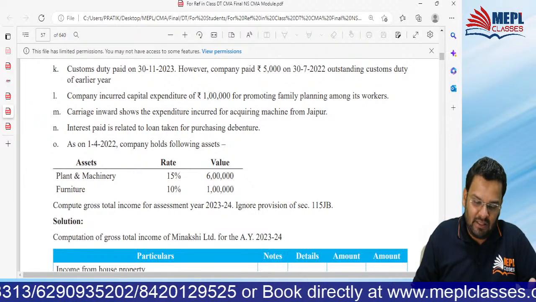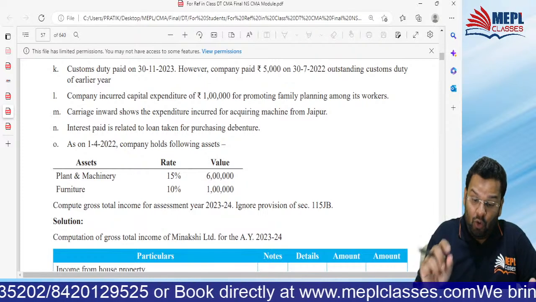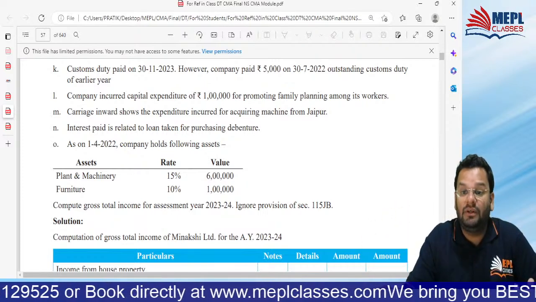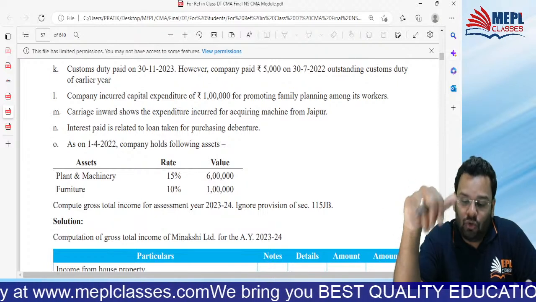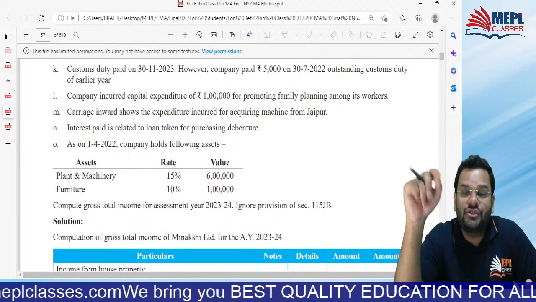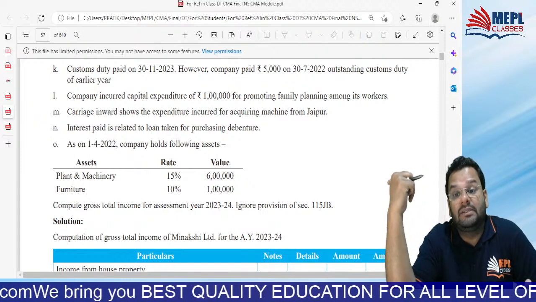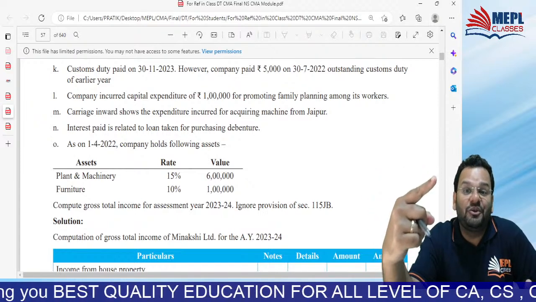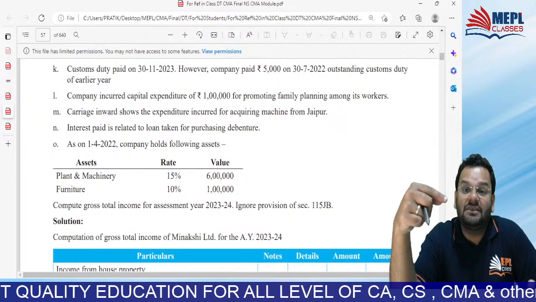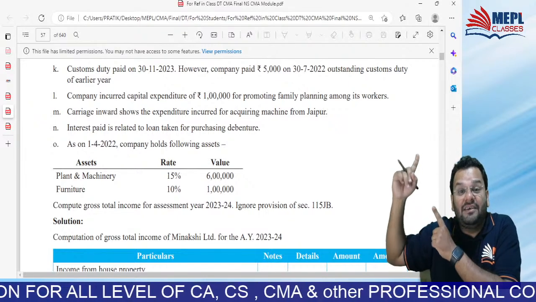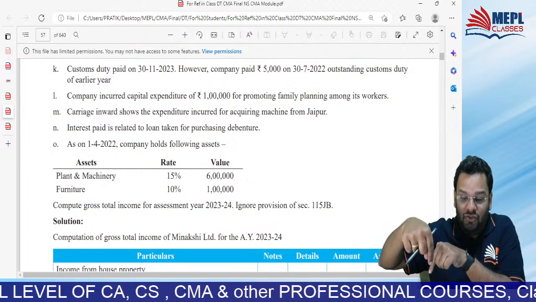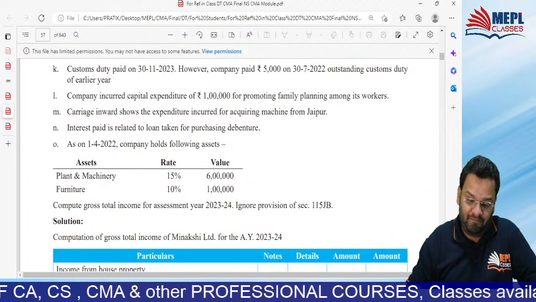Yes. Then, however, company paid 5,000 on 30 July 22, means in 22-23, which is outstanding customs duty of earlier year. So you have to remind me that this you have to minus, because last year's unpaid is now paid, so it will be allowed in this year.